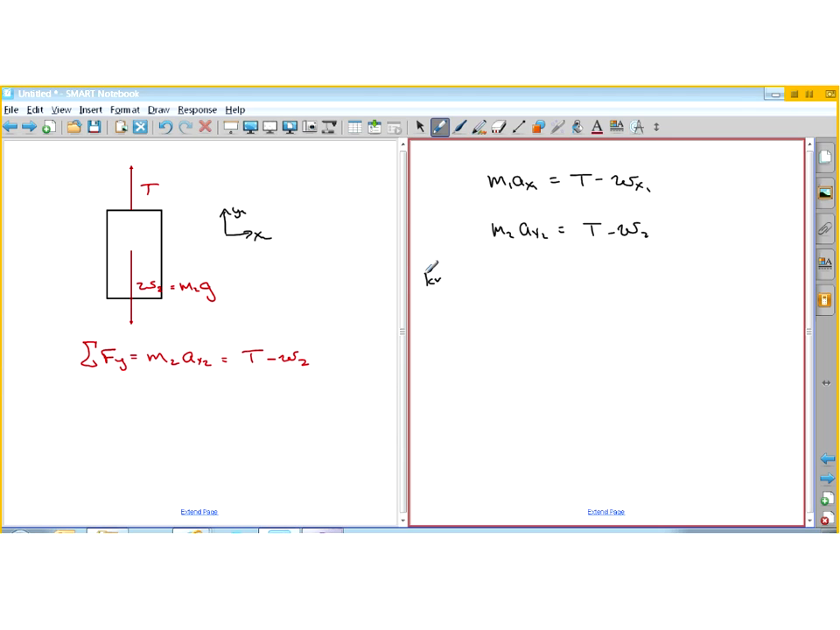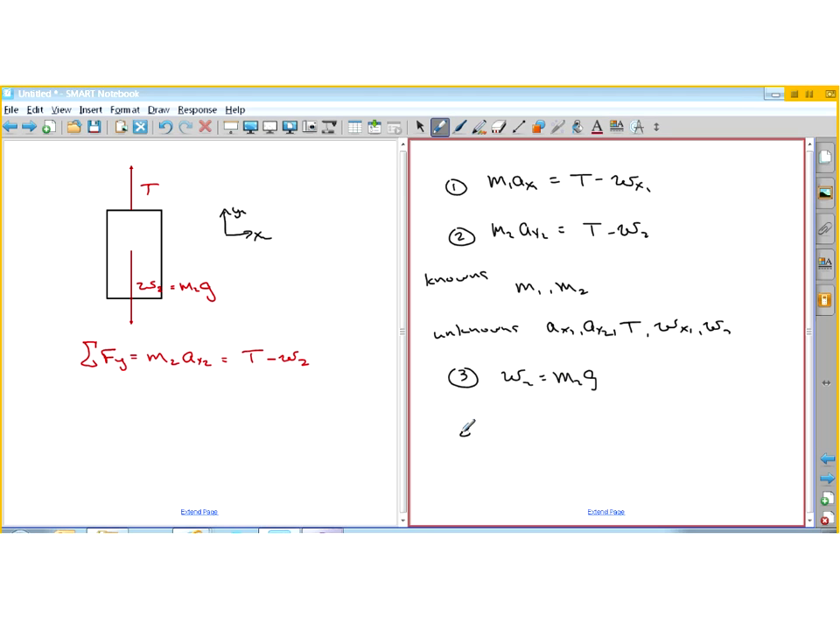So our knowns are m1 and m2. Our unknowns are a sub x1, a sub y2, T, W sub x1, W2. So we have 5 unknowns, 2 equations. So we need 3 more equations. Well, here's one of them. So let's use 1, 2, 3. So the third equation is W2, weight 2, is equal to m2 times g.